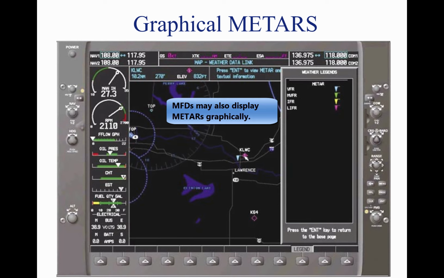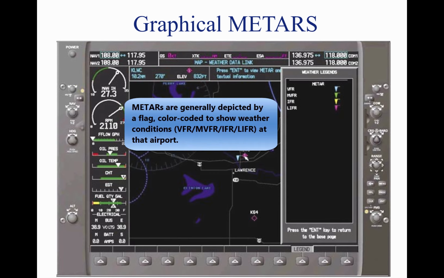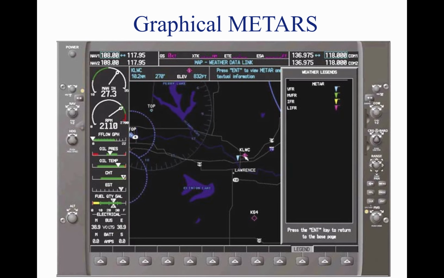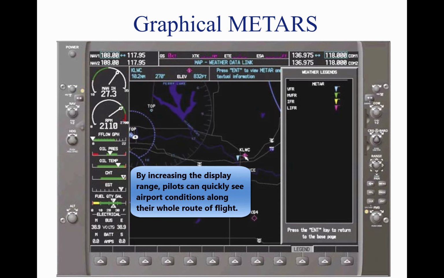METARs can be displayed on the multifunction display. Each reporting station that has a METAR TAF available is depicted by a flag from the center of the airport symbol. Each flag is color-coded to depict the type of weather that is currently reported at that station. A legend is available to assist users in determining what each flag color represents. The graphical METAR display shows all available reporting stations within the set viewing range. By setting the range knob up to a 2,000-mile range, pilots can pan around the display map to check the current conditions of various airports along the route of flight.